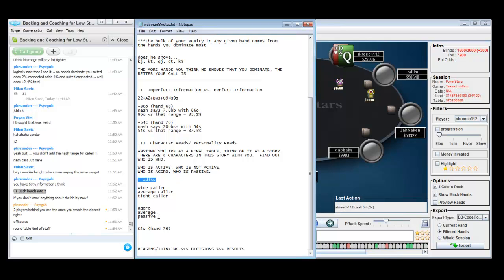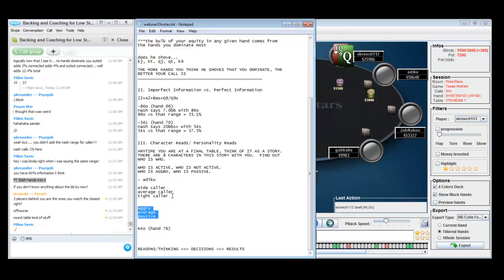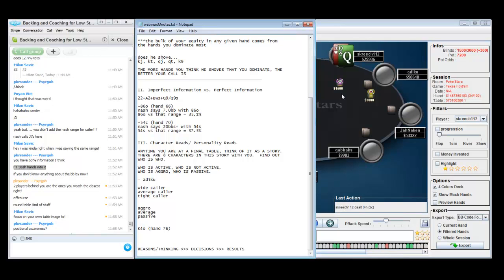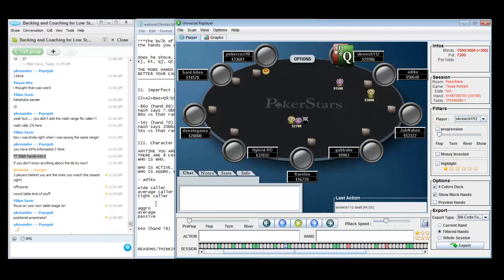Okay? So what I've done here is I've laid out 2 groups of categories. Since we were wondering about shoving the 8-6 and the 5-4, we would want to think about things that show if he's tight or loose in terms of calling. And then this is just if he's aggro, average, or passive overall. Anytime we see something that suggests one of these traits, we will just put a plus sign next to it. Okay? You can focus on your own image too, but I want to mostly focus on other people because they're more important than me.